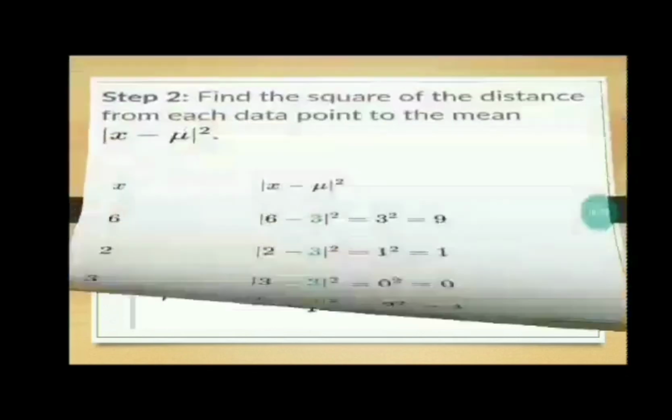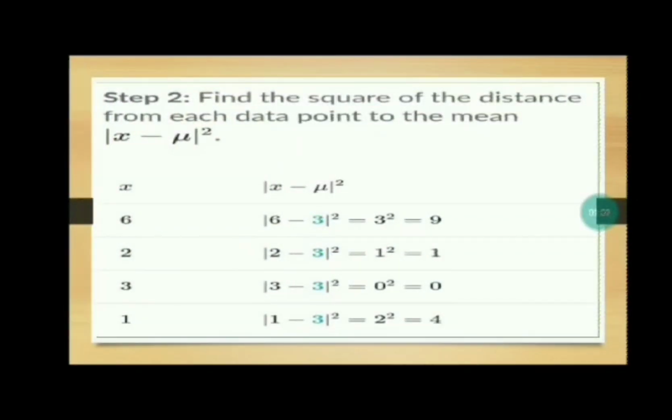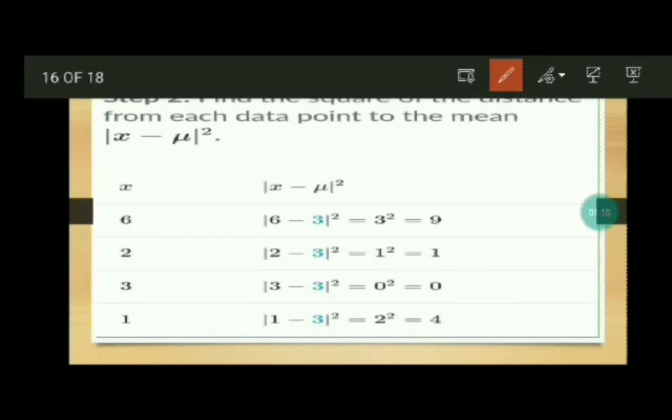So step 2 is find the square of the distance from each data point to the mean. First, you should subtract the M from the X, and then let's get the square. So 6 minus 3 is equal to 3. 2 minus 3 is equal to 1. By the way, it is negative 1, but in standard deviation, you should not use the negative sign. So let's make it positive. 3 minus 3 is equal to 0. 1 minus 3 is equal to 2. Negative 2 actually, but again, in standard deviation, you should not use the negative sign.